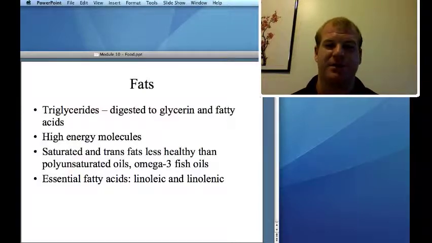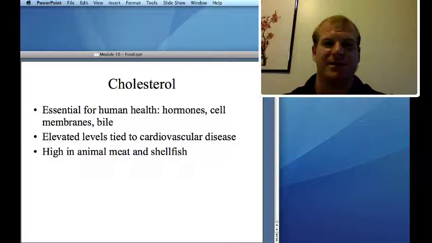There are some essential fats that we need in our diet, otherwise we won't function properly. Cholesterol is also a fat, and we need this. We need cholesterol to make hormones, and we use it in our cell membranes. Also, bile. Bile is made in our liver and sent to our gallbladder, and it helps us digest fats. The thing with cholesterol is if we have too much, it can lead to cardiovascular disease. Where do we find a lot of cholesterol? Meat and shellfish.